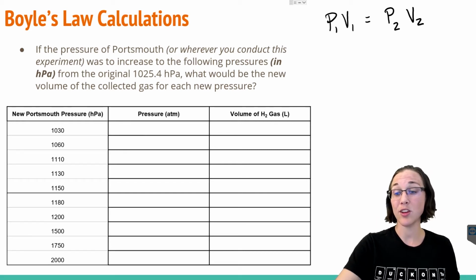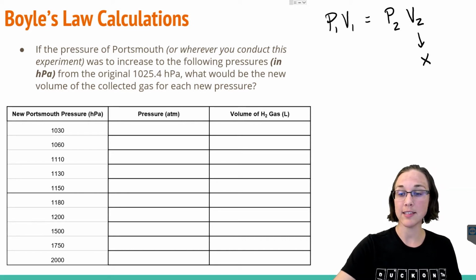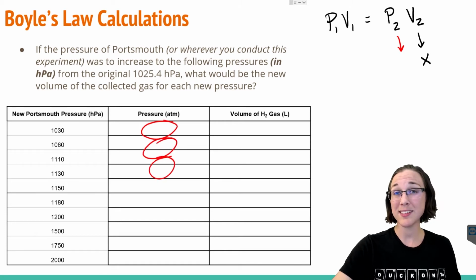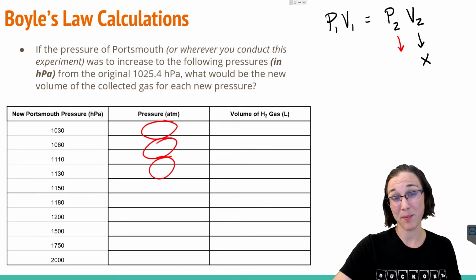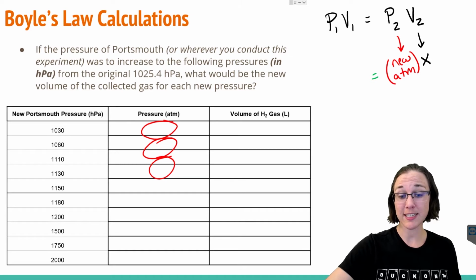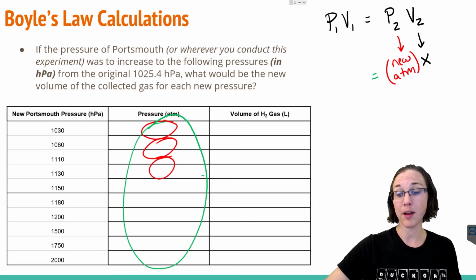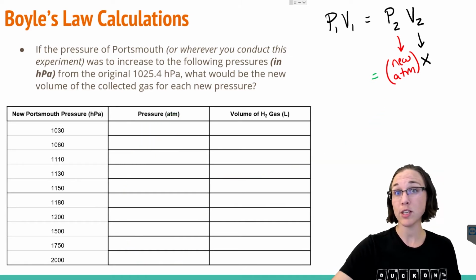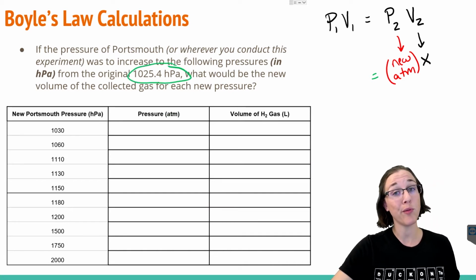We're trying to find the new volume of the gas, so that's kind of like our X that we're solving for. And we know that the new pressure of the gas is going to be the stuff we calculated in these boxes here, so basically our converted pressure in ATM. So we're going to need to tell Google Sheets to take whatever is in this column and plug it in here for our equation. The original pressure that the lab was conducted in was the 1025.4 HPA.